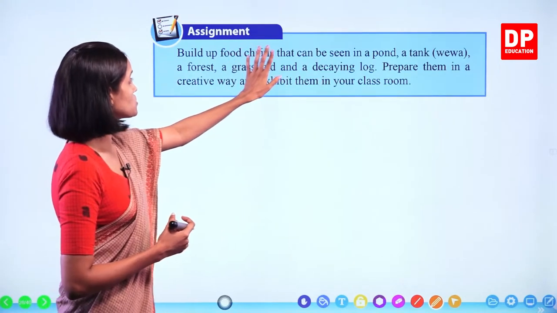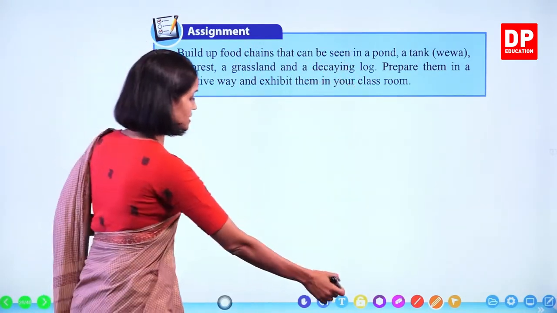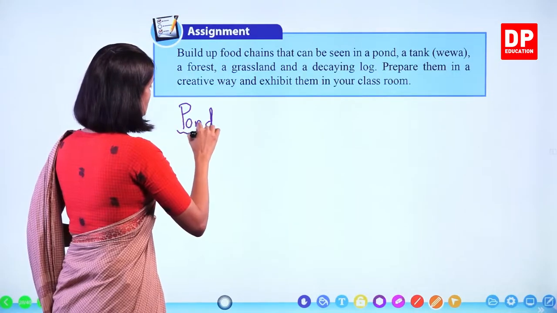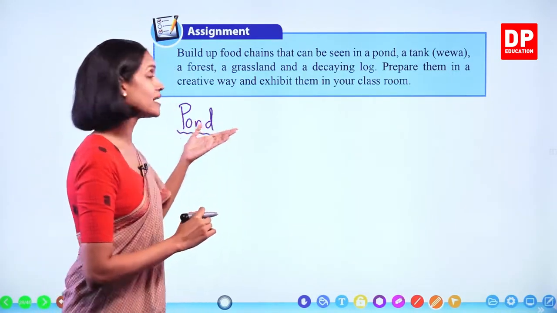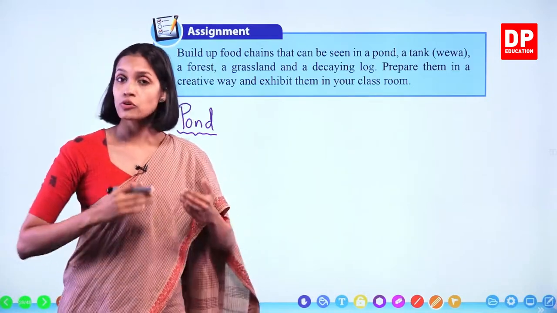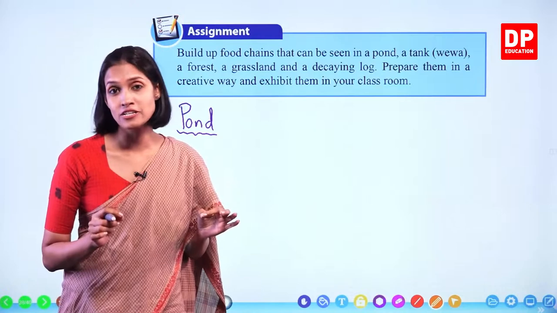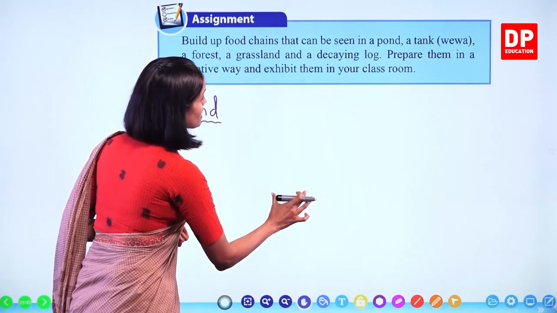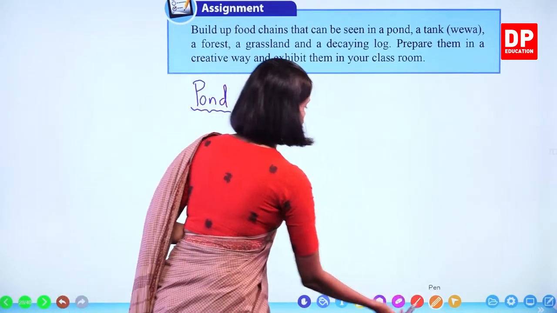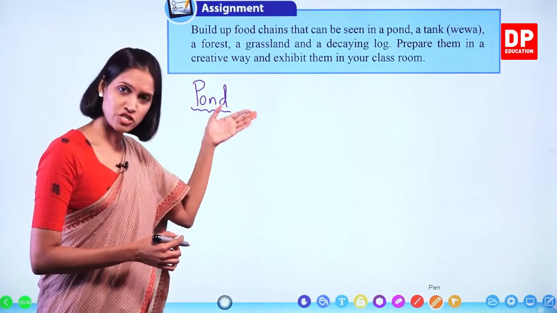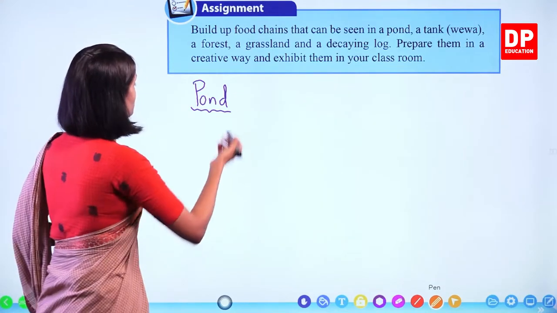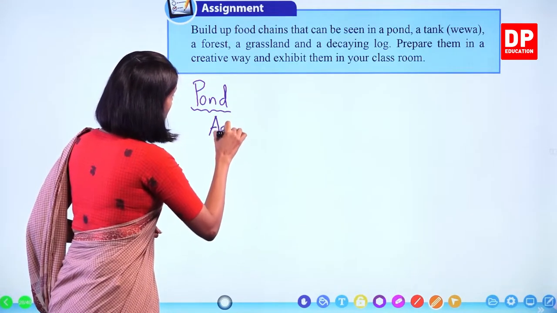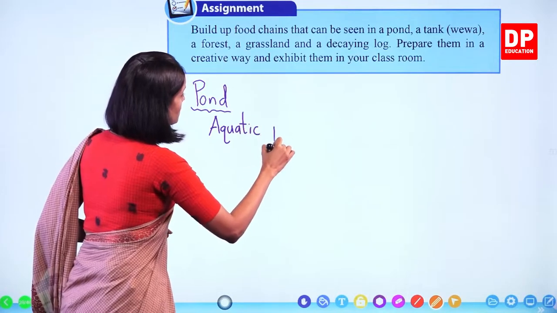First, you have to write a food chain in a pond. Let's write it here. Pond. Now, what are the types of food chains? Now, pond is an aquatic environment. So, you all know now, all the food chains start with a green plant. Green plant is known as the producer. Okay, children? Let's write. You can write different examples. Now, as I told you all, write a lot of food chains as much as you can, okay, children, to practice this more and more. I will start with aquatic plants. Okay? Aquatic plant.